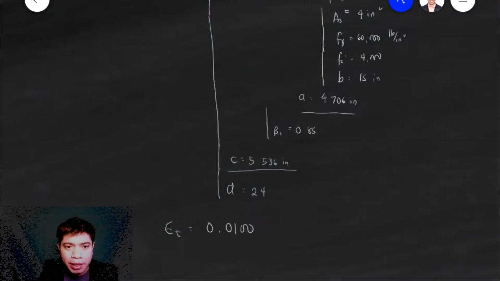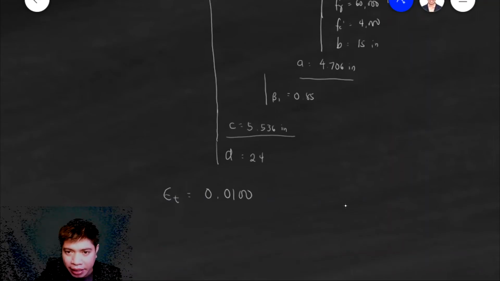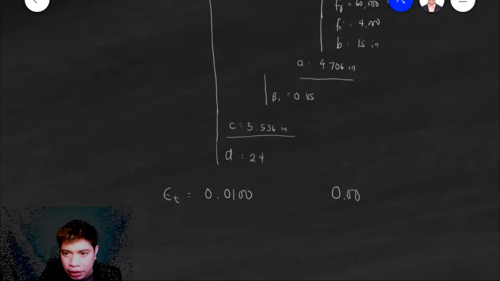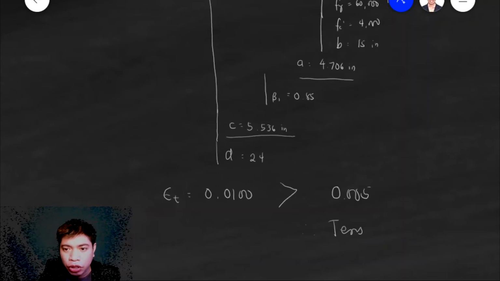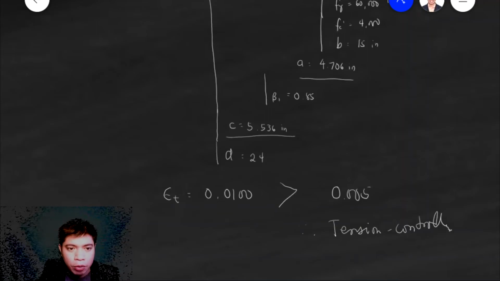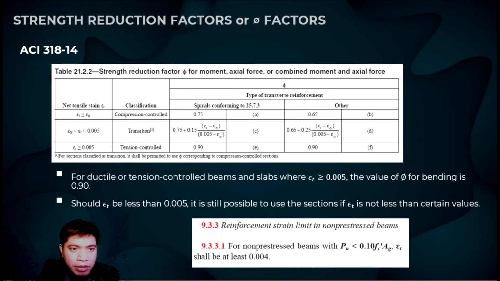Okay? So, eto bang ating tension strain ay mas malaki kesa sa 0.005. Mas malaki siya, no? Kasi 0.01 to. So, of course, it's greater. So, therefore, this is tension control. Okay, so para lang natin guys, no? So sabi natin kanina, kapag yung ating tension strain is greater than or equal to 0.005, that is tension control. So tension control itong ating beam.